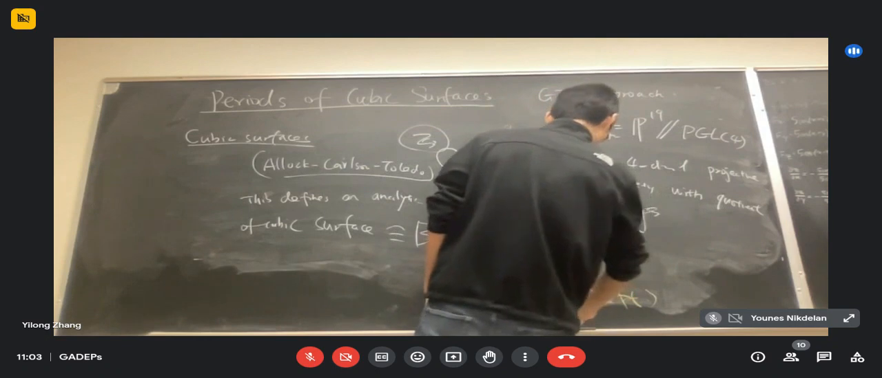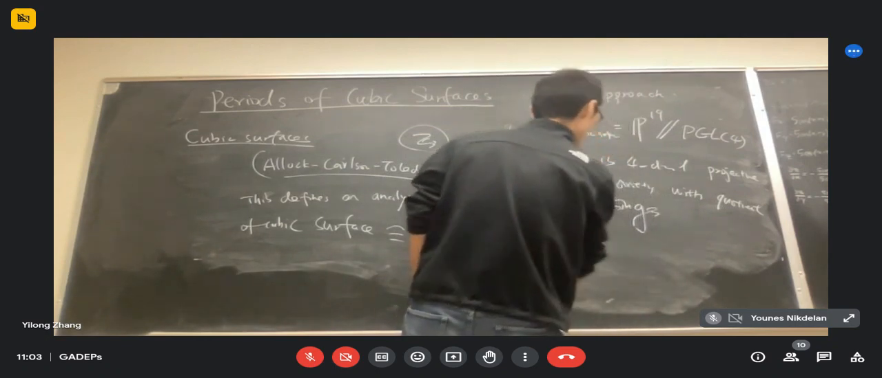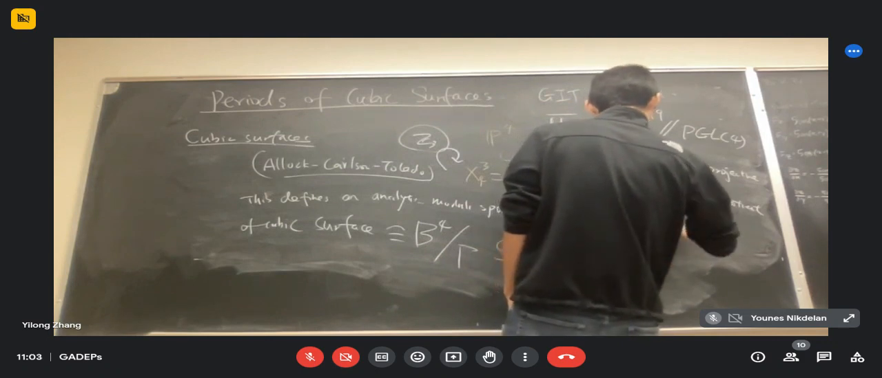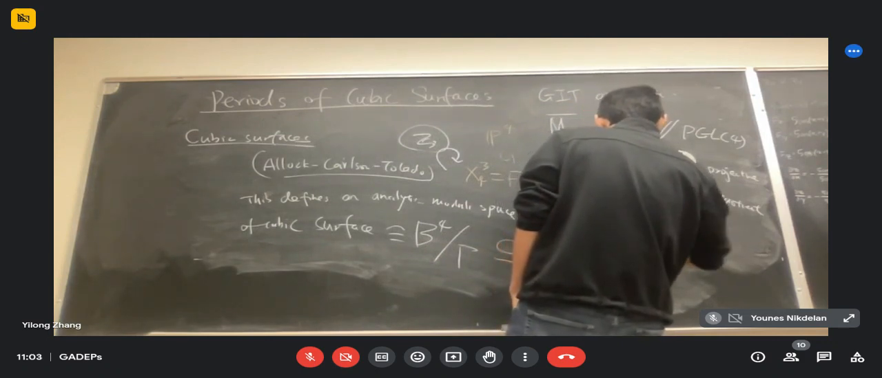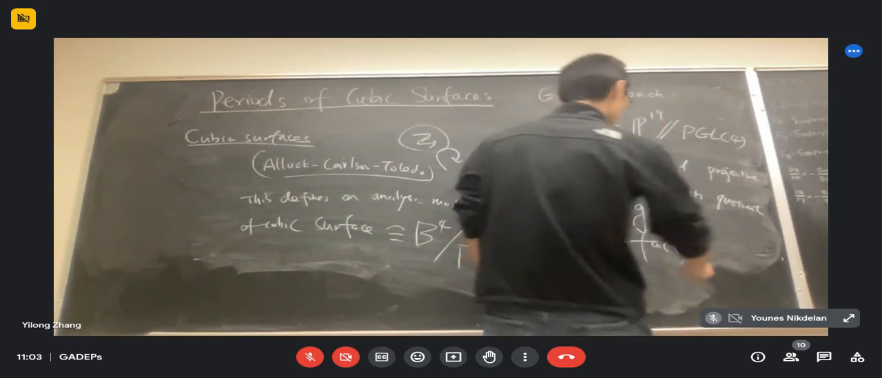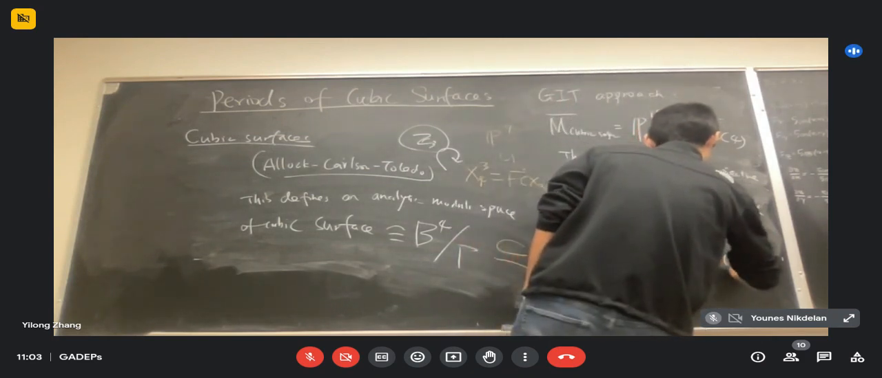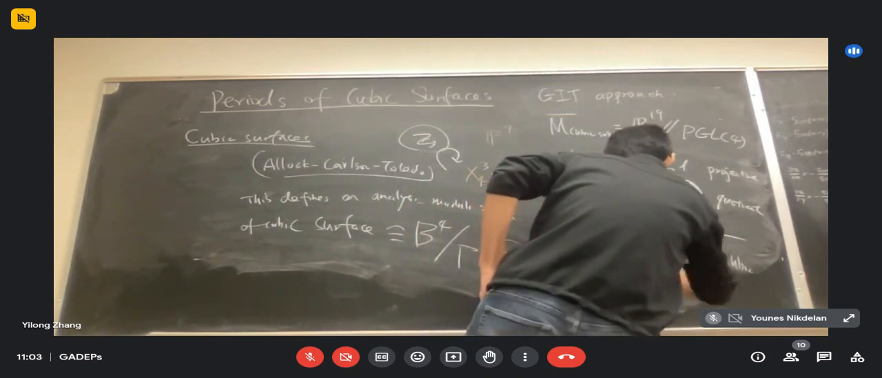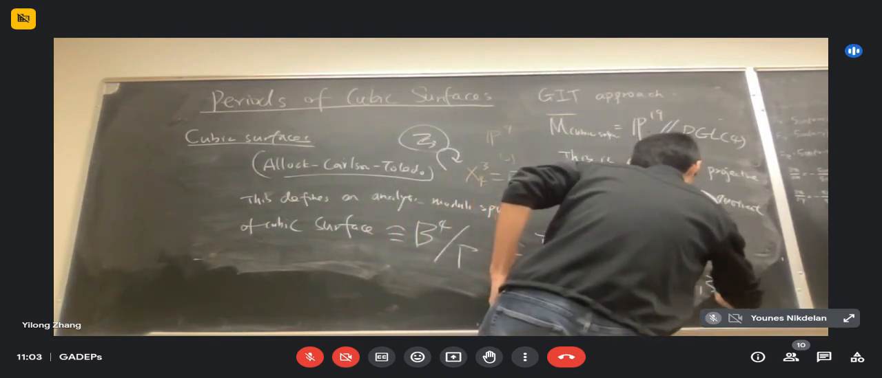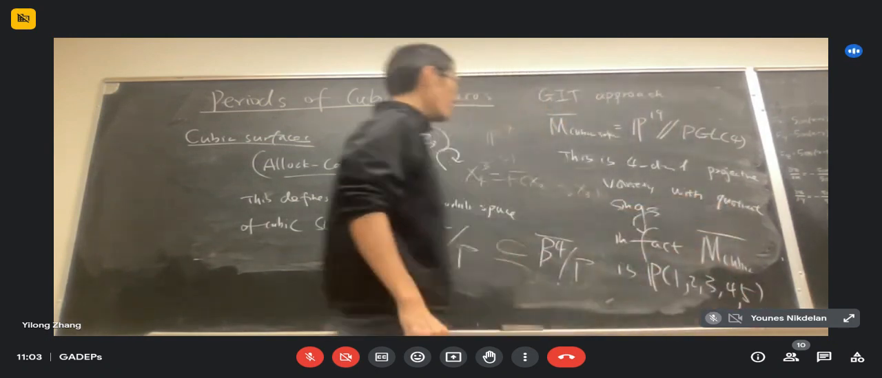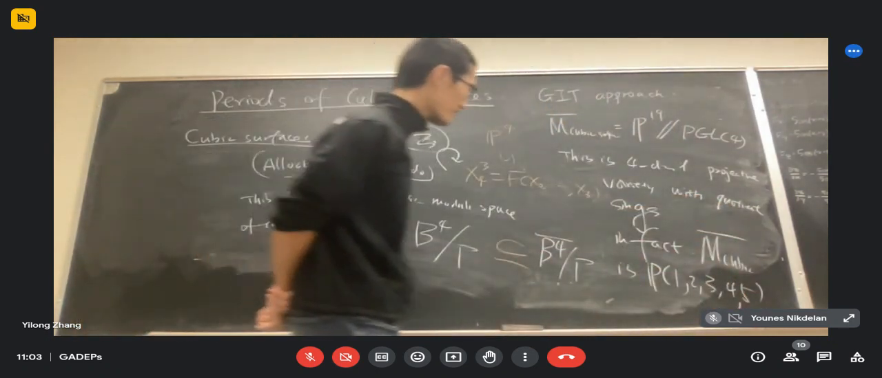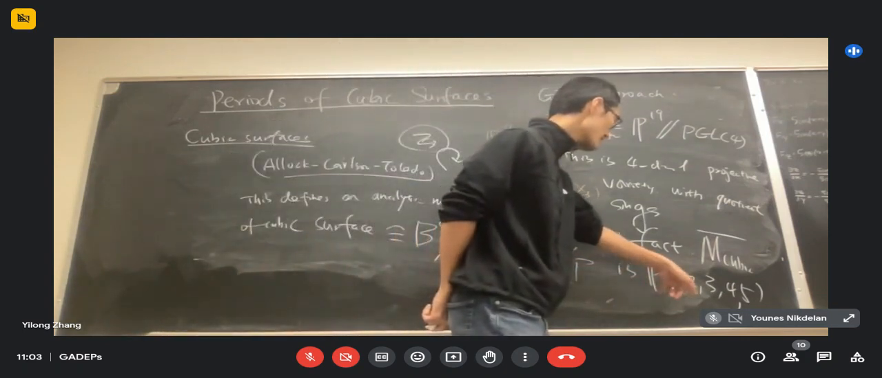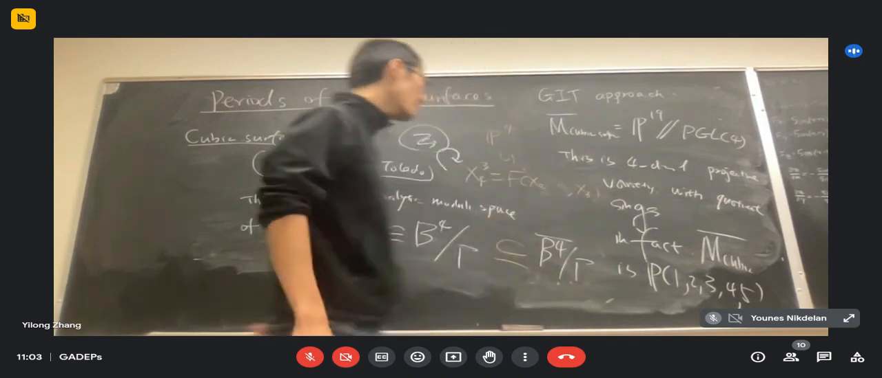So in fact, this moduli space is a weighted projective space 1, 2, 3, 4, 5, and that's a different description of this moduli space.